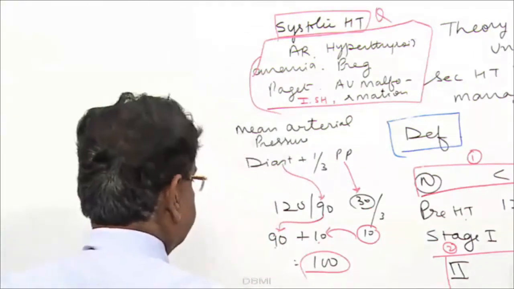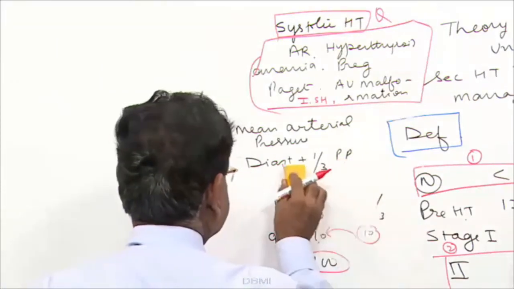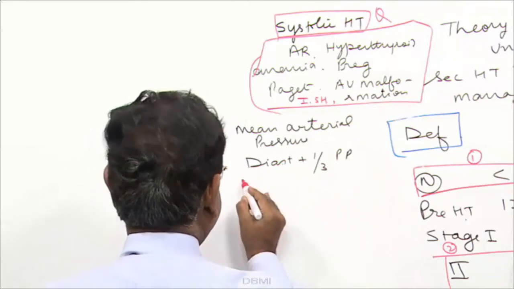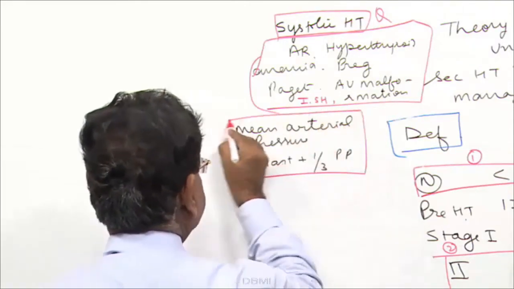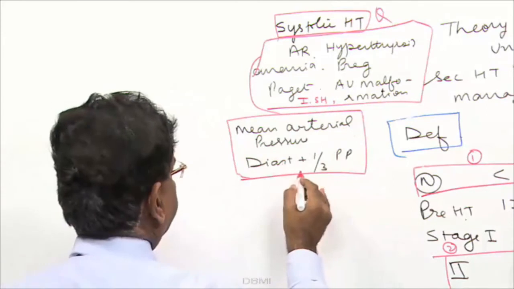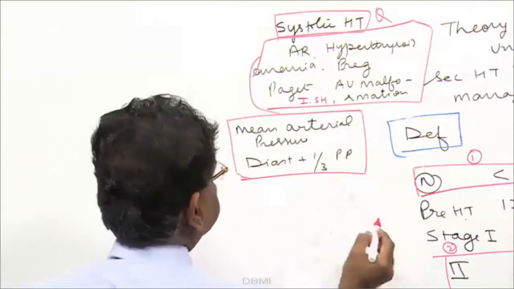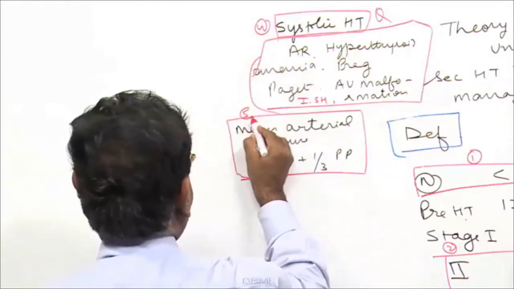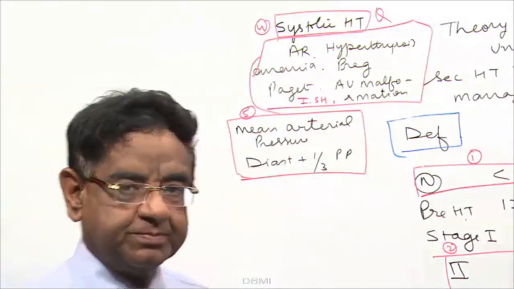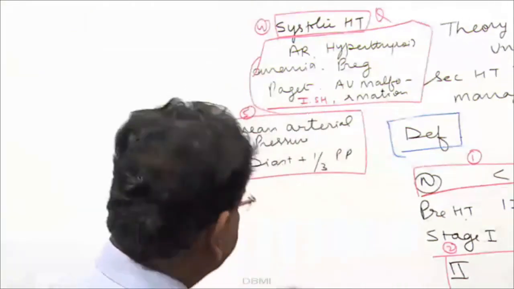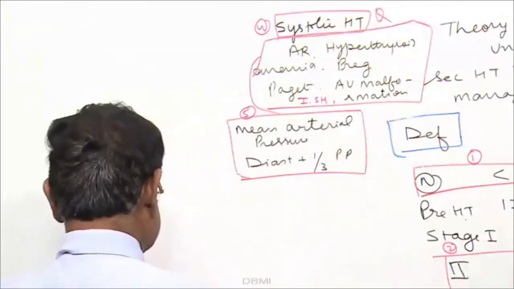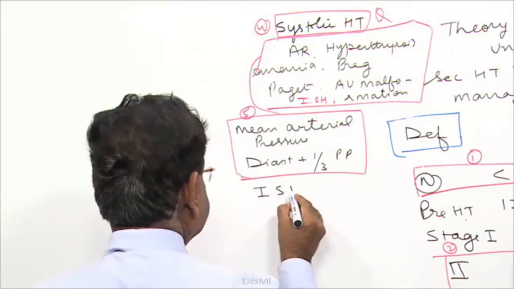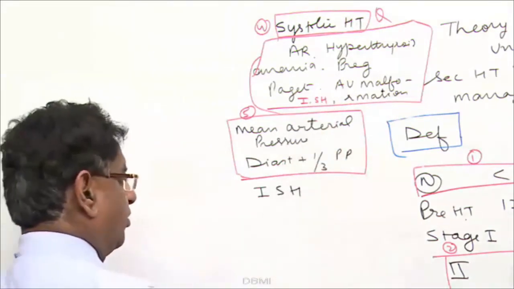But otherwise, as far as our MCQ is concerned, this is very frequent, and this question came last year in the PG exam also. The mean arterial pressure is diastole plus one third of pulse pressure. This is box number 4, and this is point number 5 to be remembered in the exam. Now we talk about one entity, ISH. ISH is a very important short note. It can come as a short note separately also.